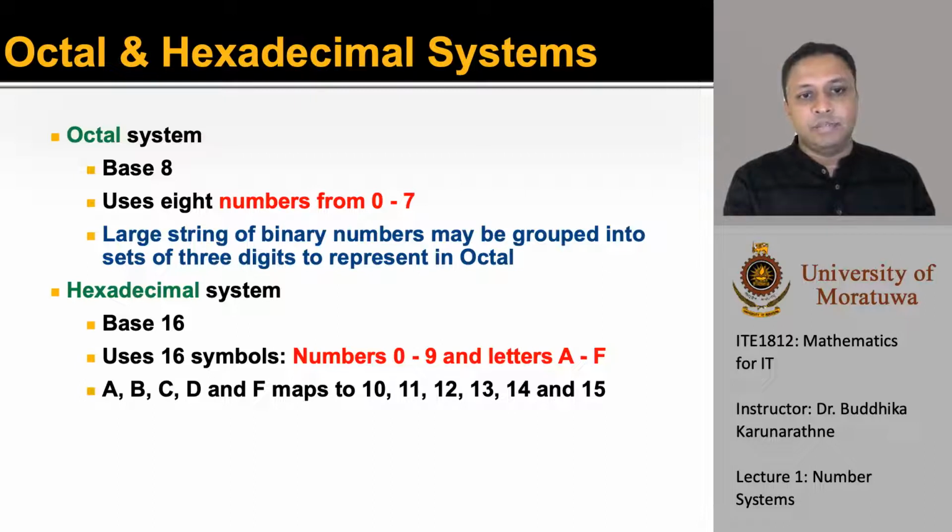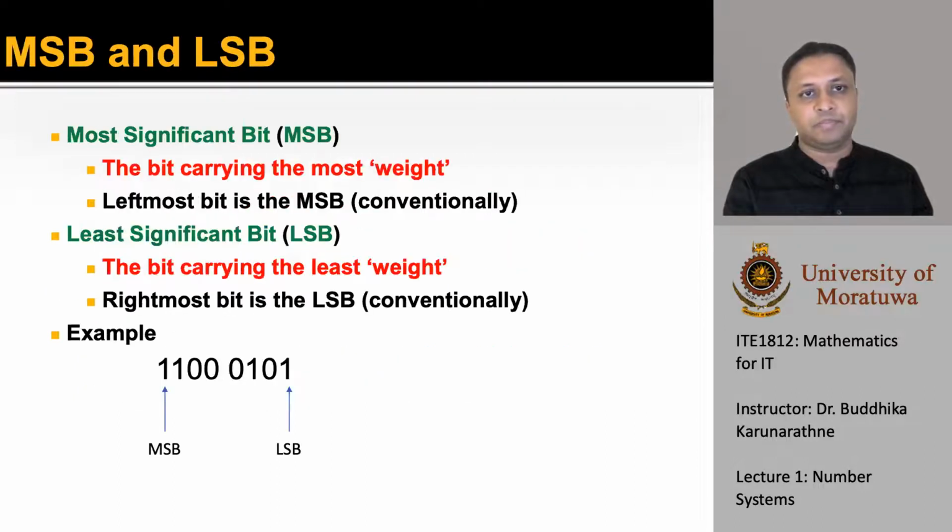And then the hexadecimal system, we call it the base 16 system. It uses 16 symbols: numbers from 0 to 9, and letters from A to F. So why do we need letters from A to F? A, B, C, D, E, and F map to 10, 11, 12, 13, 14, and 15 for the hexadecimal number system. We will take some examples to look at how this works for octal and hexadecimal number systems.